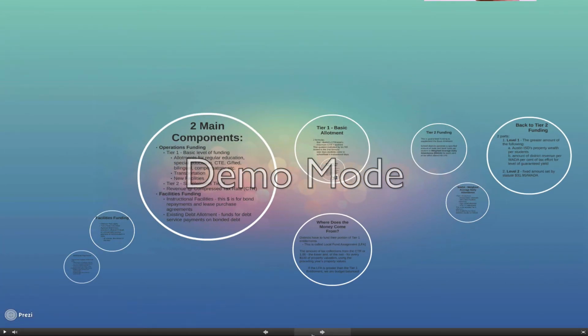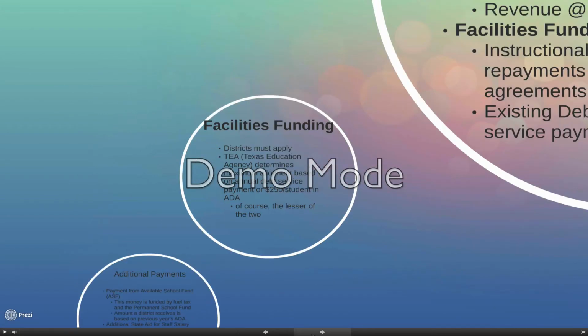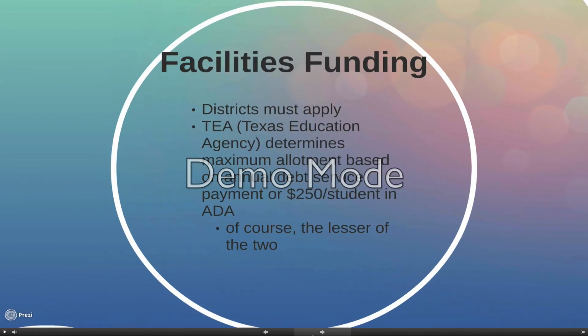Now we'll look at the second main component of our Foundation School Program, which is facilities funding. Districts must apply for facilities funding. The Texas Education Agency determines the maximum allotment based on an annual debt service payment or $250 per student in average daily attendance. Of course, we receive the lesser of the two.